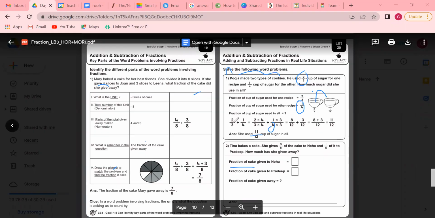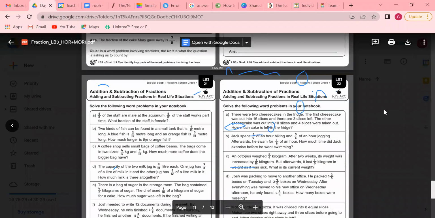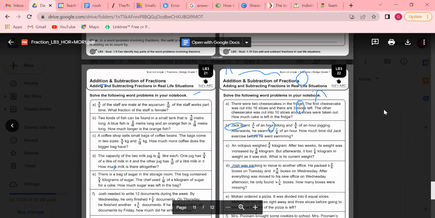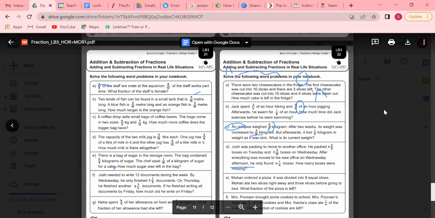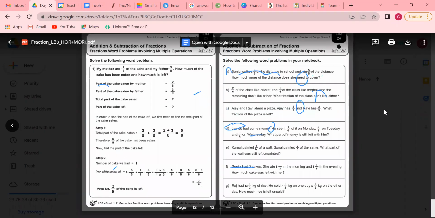Now here the denominator is not same. So again make the denominator same and then add. Similarly, you have to do, and these are basic sums, so it will not be that difficult. Similarly, you have to do both the types of sums here. Now this is subtraction.